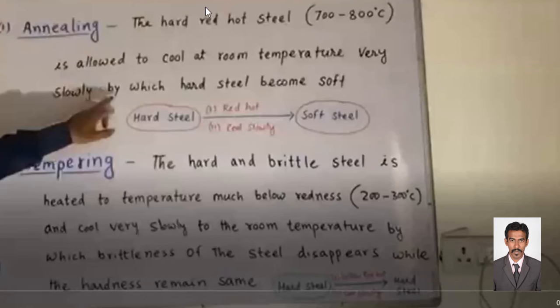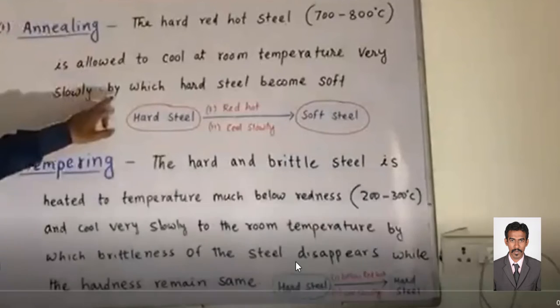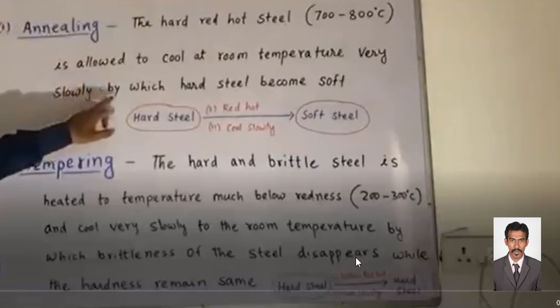These are different heat treatment processes: annealing, tempering, and hardening. So what does annealing mean? The hard red hot steel at 700 to 800 degrees Celsius is allowed to cool to room temperature very slowly, by which hard steel becomes soft. So here we are making hard steel soft. That's the purpose of the annealing process.